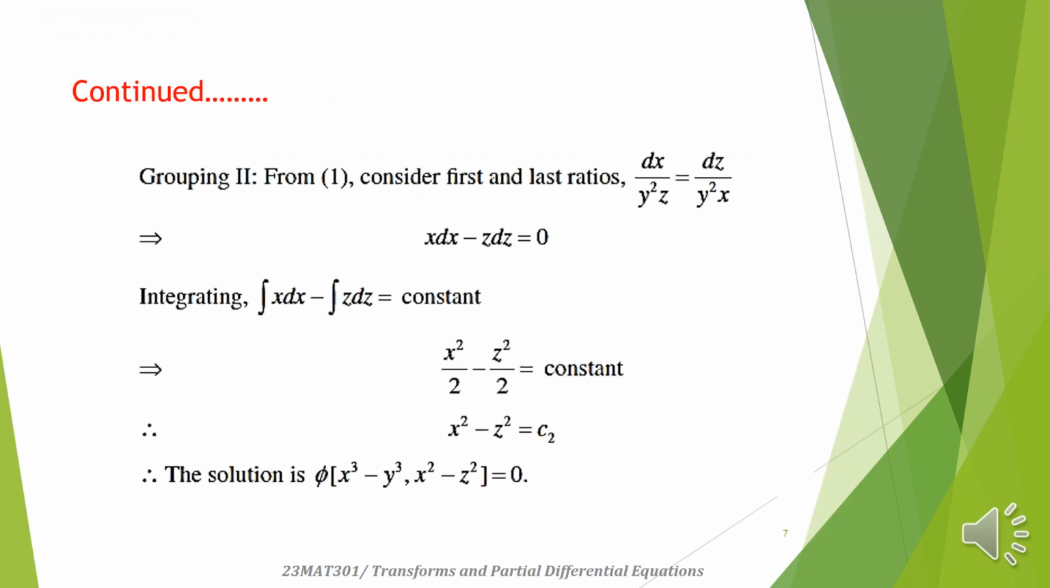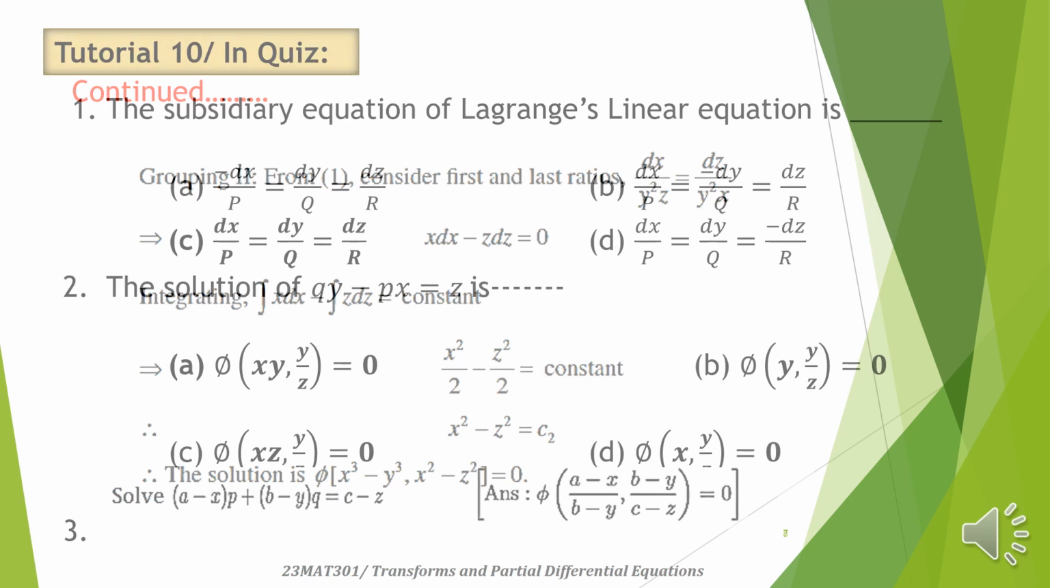Then the next two ratios, z and y square get cancelled, so x dx, and cross multiplying, x dx minus y dz is equal to 0. So on integrating you will get x square by 2 minus z square by 2 is equal to c2, and 2 and 2 get cancelled, so you can easily write x square minus z square is equal to c2. So for the u value, x cube minus y cube, and the v value, x square minus z square.